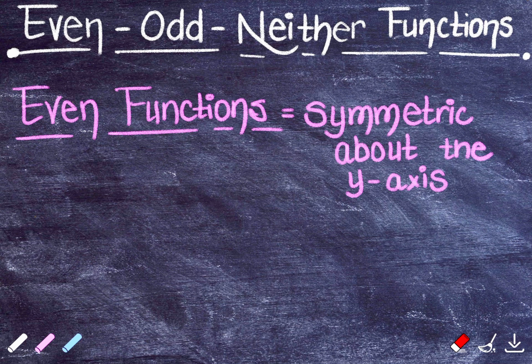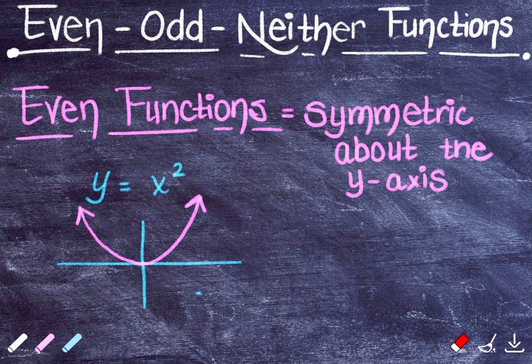So what does that mean? Let us say we have a function y equals x squared. The graph of this parent function of a quadratic graph would be like a U-shaped graph. So what does it mean by symmetric? Symmetric means that this section is equal to this section, or the function is equally divided about the y-axis.